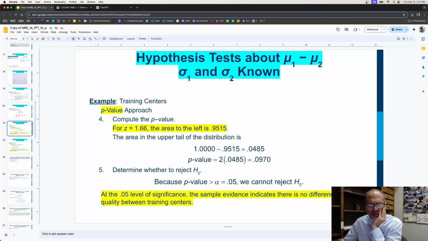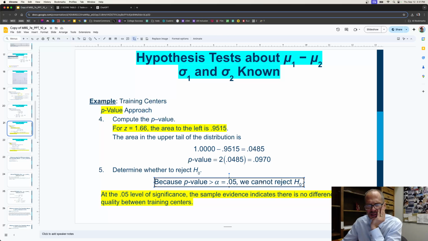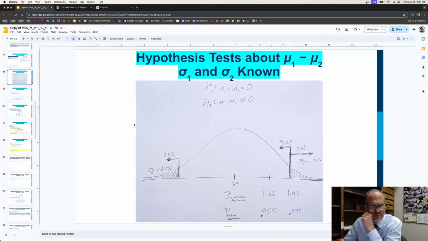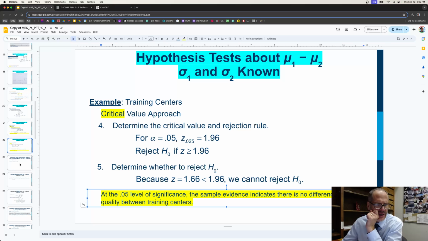They also come to the conclusion that there's no difference between the quality of the training centers, so we cannot reject H0. And for their critical value approach, their z-value, 1.66 is less than 1.96. So they also say that we cannot reject, and there's no difference in the quality of the training centers. That's kind of a cool situation. Again, just another tool for your toolbox. You get into different situations, and you might need to use this tool for one situation, that tool for another.